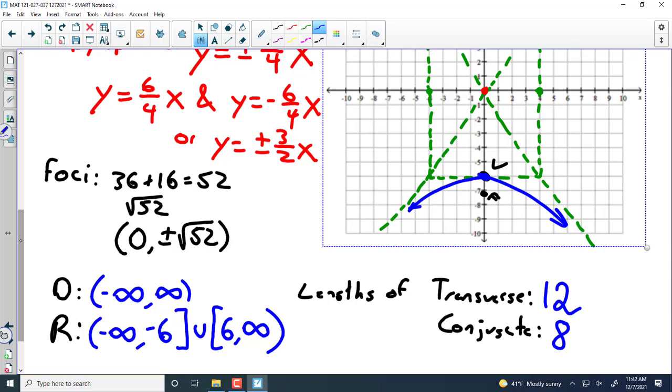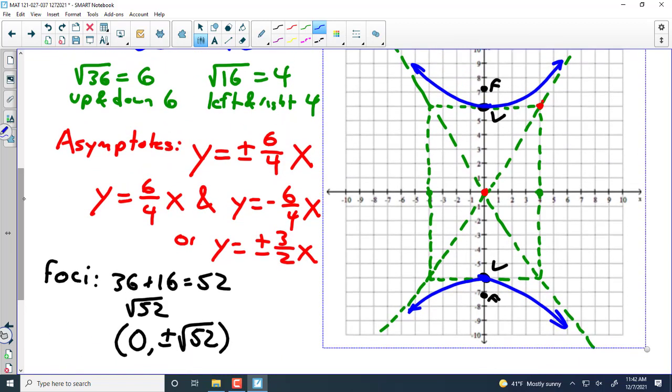And I guess the only other thing I forgot to do, I showed where they were on the graph, but I never actually wrote down where my vertices were. So my vertices are at 0 plus and minus 6. And that's about all I can ask you about this hyperbola.